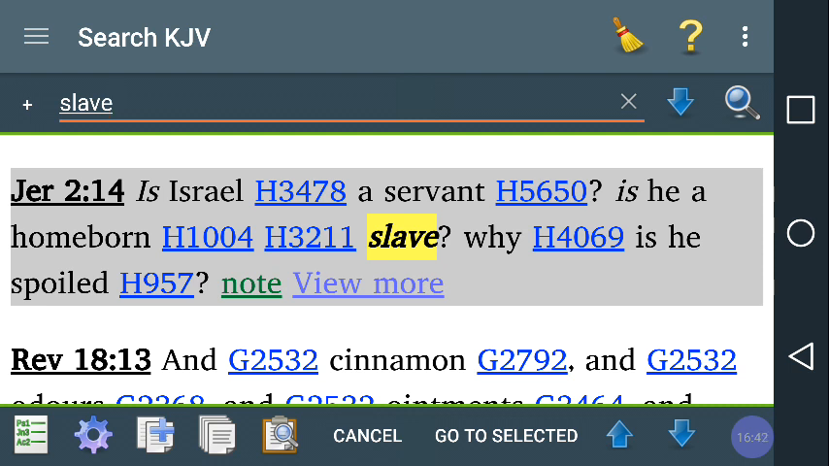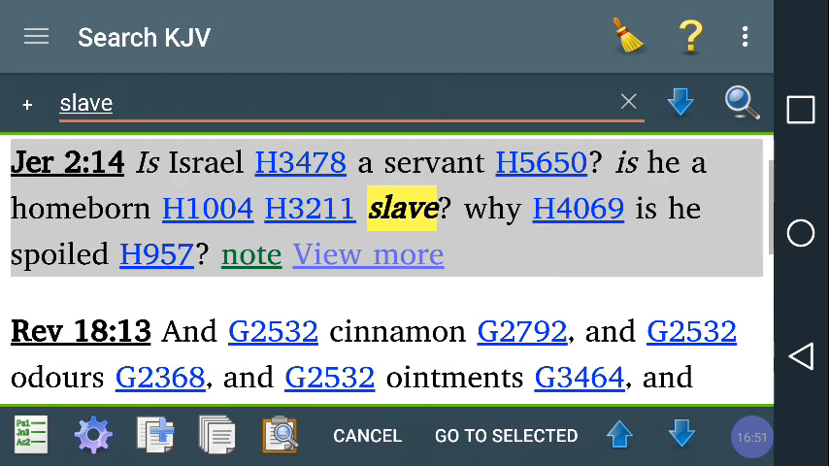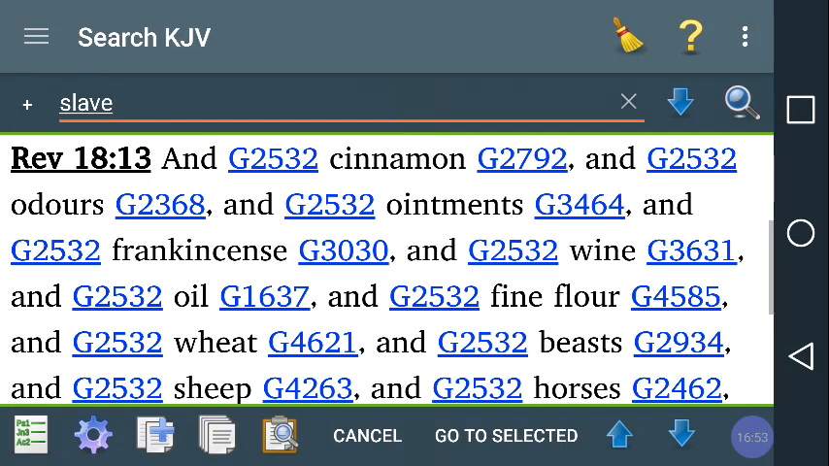Well, let's go to the second verse. So we have one verse in what's called the Old Testament, more the Hebrew Bible, and one verse in what's called the New Testament. And we're saying that there is no slavery. Slavery does not exist in the King James Version of the Bible. There is no slavery in the King James 1611 Bible. And we just proved that.